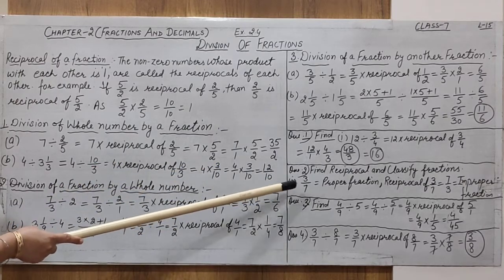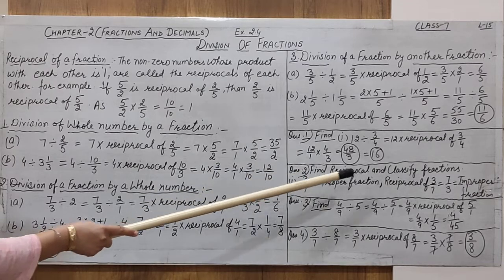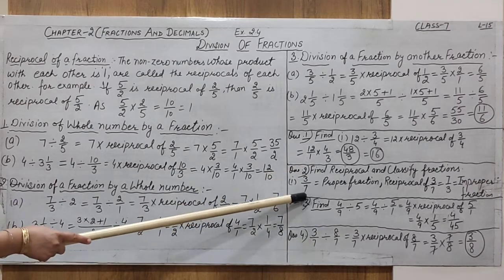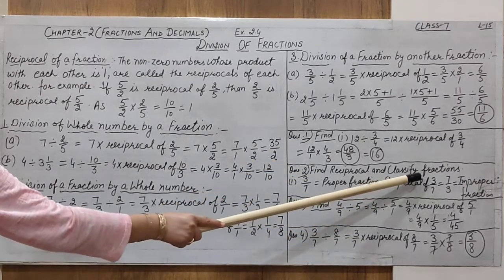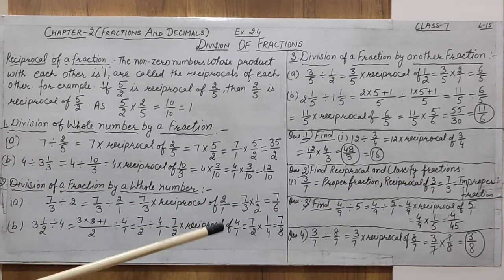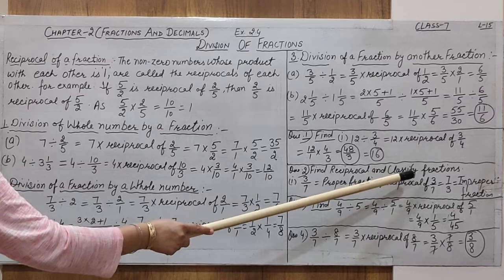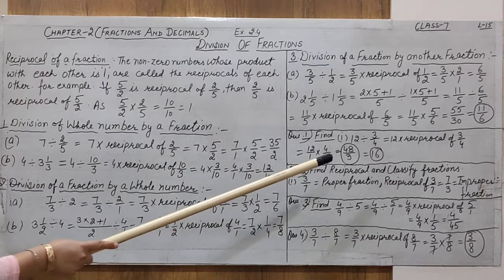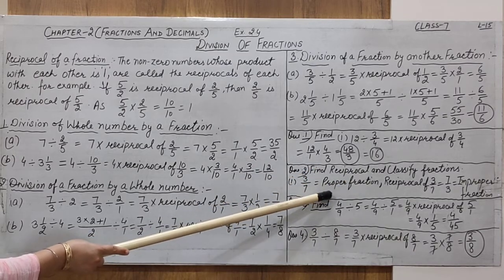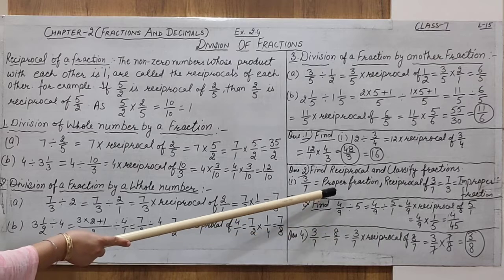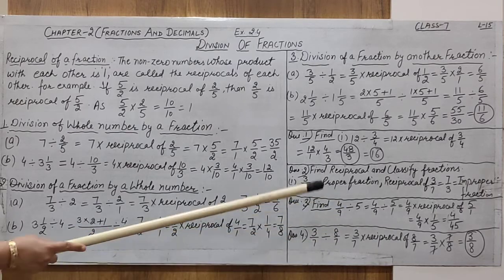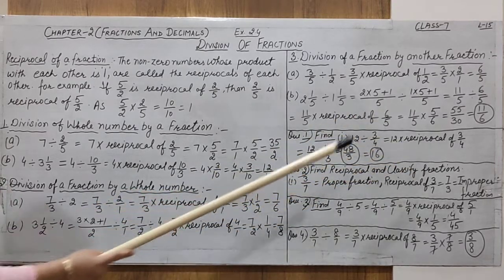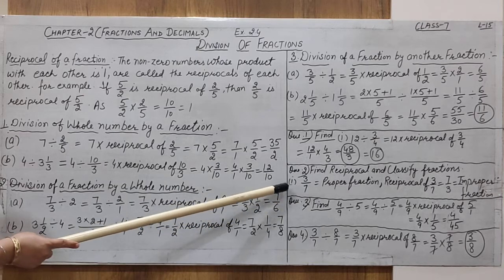Next, the second question. In the second question, the statement is: find the reciprocals. First of all, find the reciprocals of the given fractional numbers and classify the fractions. Classify the fractions means that the question and the reciprocal, both one by one, are a proper fraction, improper fraction, mixed fraction, or a whole number. So you have to write what the question is, what type it is, and what type its reciprocal is. Let us understand from one example.